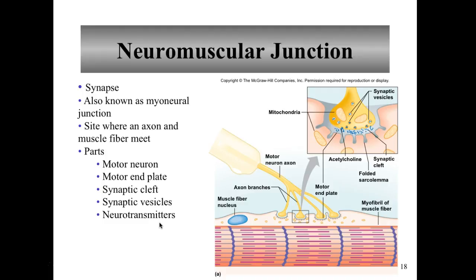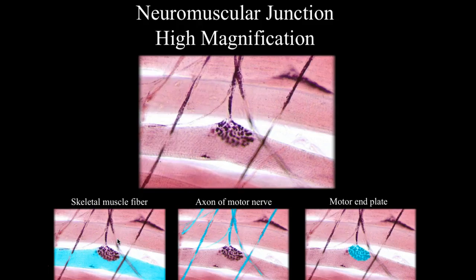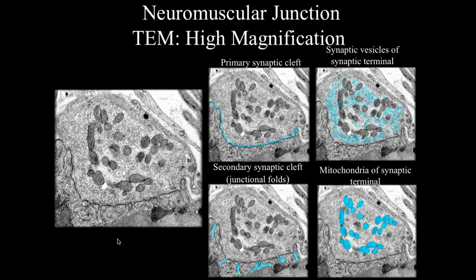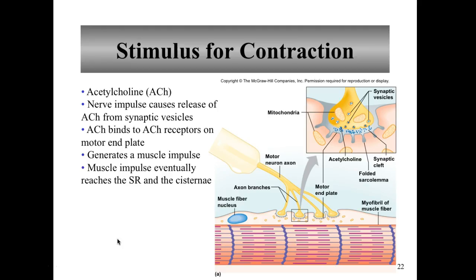The motor unit: one motor neuron and many skeletal muscle fibers makes up a motor unit. The motor end plate is the specific part of a skeletal muscle fiber's sarcolemma that is going to be directly beneath that neuromuscular junction. So you can see that right here, the neuromuscular junction under high magnification. You can see the axon of the motor nerve, the motor end plate, the skeletal muscle fibers. Here you can see it again, a little bit higher magnification. So what is the stimulus for contraction itself?